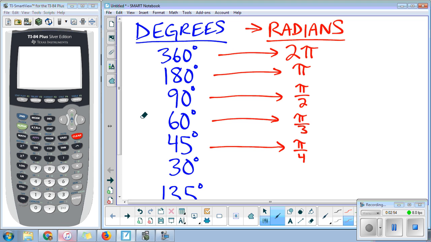So when I go to 30 degrees, I could maybe use the 90 degrees and take 1/3 of that. So 1/3 of this is going to go to pi over 6, right? Pi over 2, cutting it by a third, is going to be pi over 6.